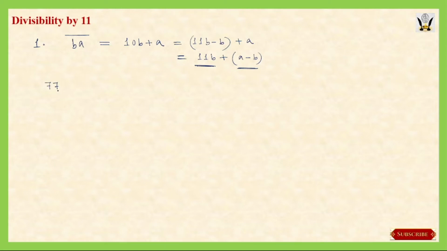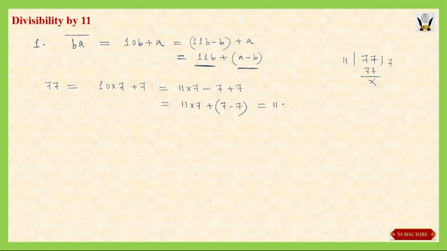Now suppose we take the number 77. We know that 77 is divisible by 11, and the quotient is 7 and the remainder is 0. Here 77 can be represented as 10 multiplied by 7 and then plus 7. Further it can be expressed as 11 multiplied by 7, then minus 7 and then plus 7. So it will be 11 multiplied by 7, and within the bracket will be 7 minus 7, which is 0. Now we know that 0 is a special number which is divisible by any natural number. So when we check the condition of divisibility by 11, in this part we will always get 0. That means that A and B, the digits at units place and tens place, will always be the same.